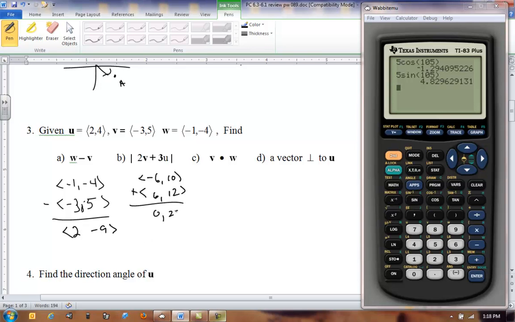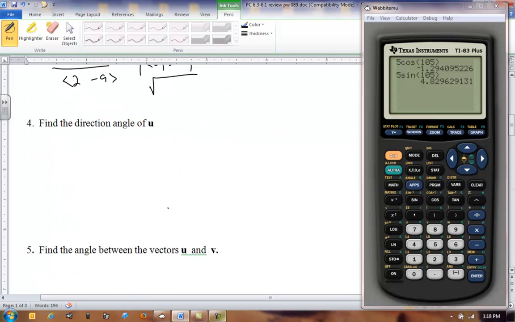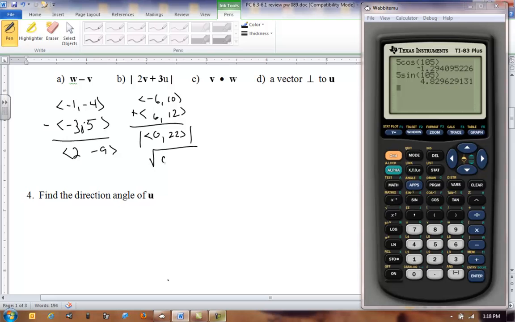0 comma 22. Take the magnitude, which is the square root of your x's squared plus your y's squared. So let's see, 0 squared plus 22 squared. So it's the square root of 22. Magnitude 4.69.